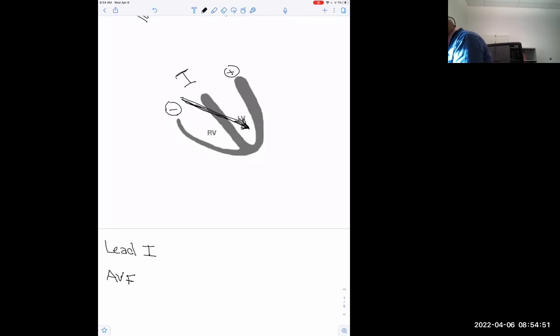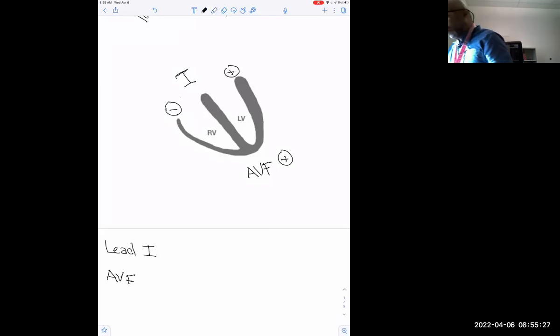And lead AVF resides down, for the purposes of this illustration, at the apex of the heart or the left foot. Okay. Keeping this mental picture in mind is going to be helpful in order to determine appropriate cardiac axis, or determine cardiac axis, period.